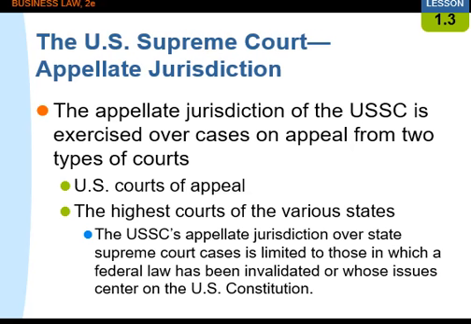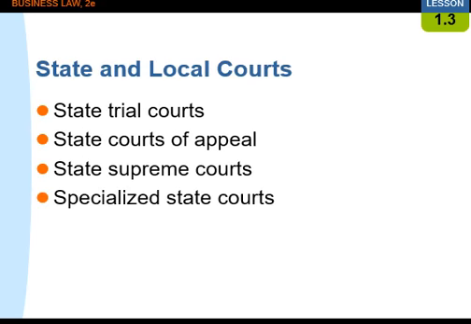If, after reviewing, the USSC believes that a case contains a constitutional issue that needs to be decided, it will issue a writ of certiorari to the last court that heard the case. This writ, or order, compels the lower court to turn over the record of the case to the Supreme Court for review. The USSC's appellate jurisdiction over state Supreme Court cases is limited to those in which a federal law has been invalidated, or whose issues center on the U.S. Constitution. The decisions of the USSC that interpret or apply the U.S. Constitution are final and can only be overturned by the USSC itself or by a constitutional amendment.